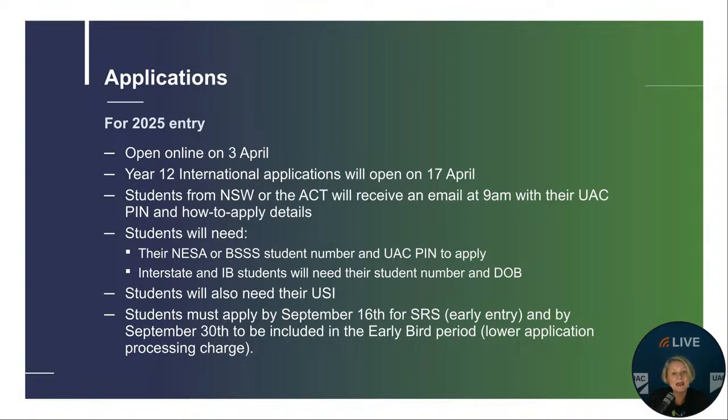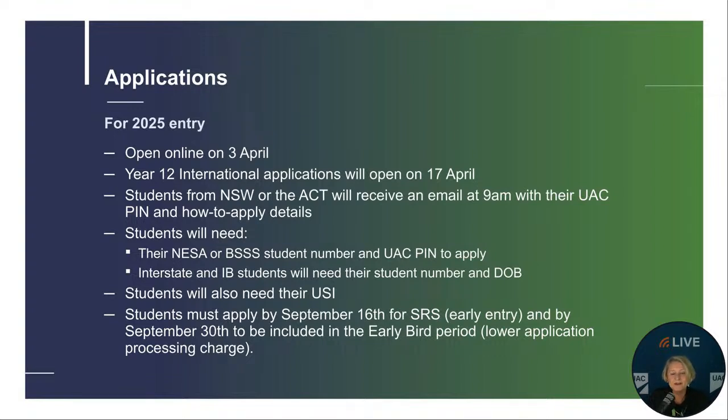Now, students who are from interstate or doing the IB may need to wait a little bit longer to apply, as we don't have your data right at this moment. International students will have to wait until the 17th of this month to lodge an application, as we do stagger the opening days. Now, students must apply by the 16th of September if they're applying, of course, for the school's recommendation scheme, or the 30th of September to pay the early bird fee only.